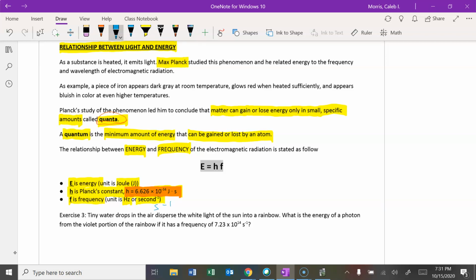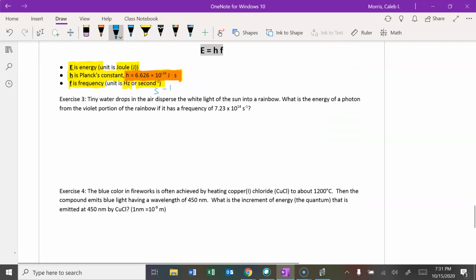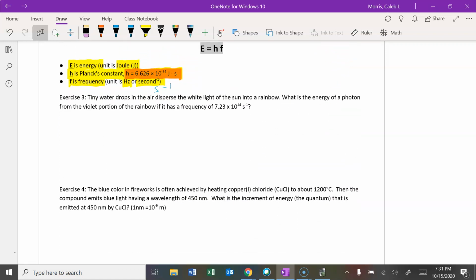Now let's do our first example problem. Tiny water drops in the air disperse white light of the sun into a rainbow. What is the energy of a photon from the violet portion of the rainbow if it has a frequency of 7.23 times 10 to the 14th inverse seconds? Now, I told you it was frequency, but even if I didn't, you should know it's frequency because the units of frequency are inverse seconds or hertz.